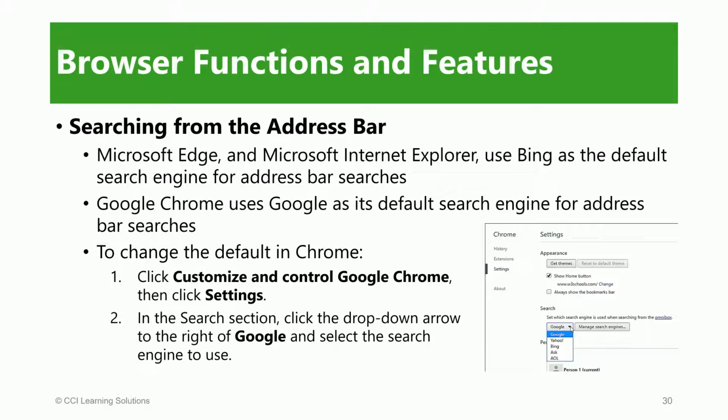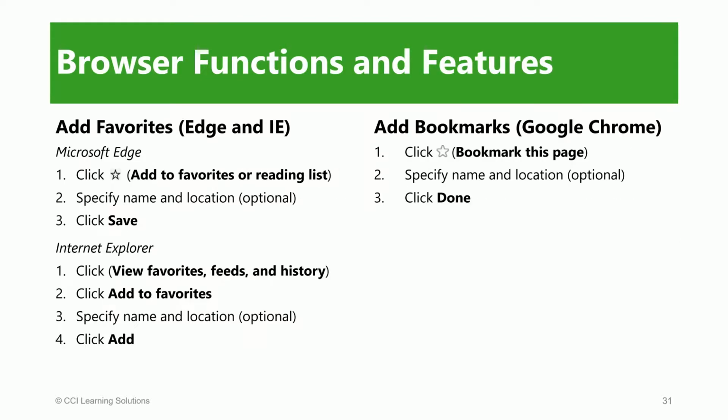Searching from the address bar. Microsoft Edge and Microsoft Internet Explorer use Bing as the default search engine for address bar searches. Google Chrome uses Google as its default search engine for address bar searches. To change the default in Chrome, click Customize and Control Google Chrome, then click Settings. In the search section, click the drop-down arrow to the right of Google and select the search engine to use.